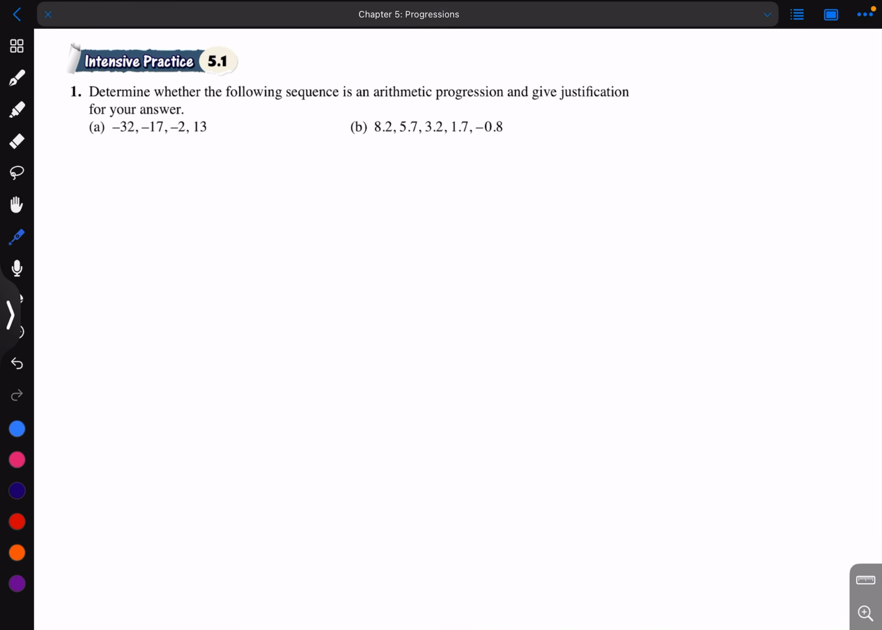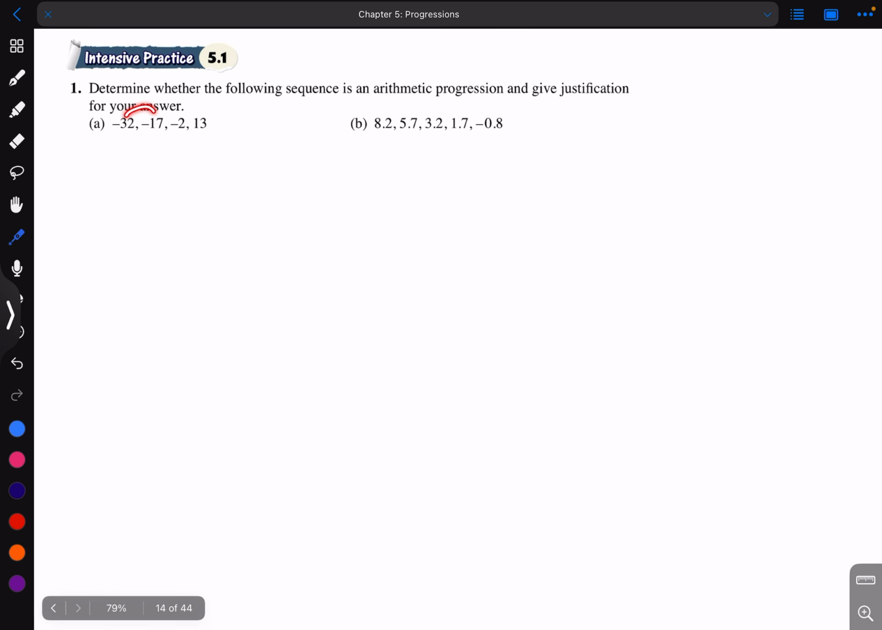Intensive Practice 5.1, Question 1. Determine whether the following sequence is an arithmetic progression and give justification for answer. Right. So if it's an arithmetic progression, that means the difference will be the same.